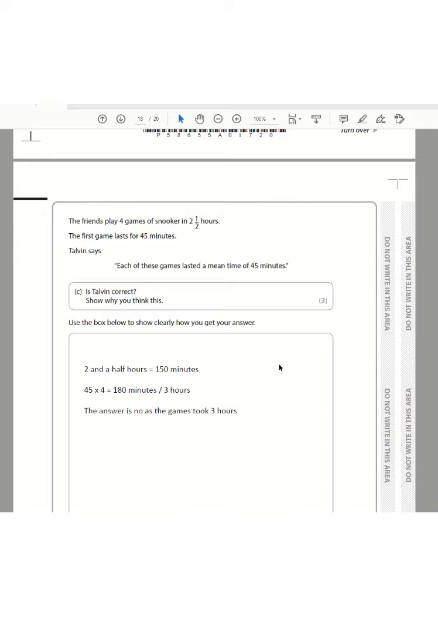Friends play snooker games in 2.5 hours. The first game starts 45 minutes. So essentially, your crux with this one is just your approach for answering it. Your method is put everything to minutes, okay? Because they're asking for minutes here. So then what you're looking at is 2.5 hours is 150 minutes. If the average game lasted 45 minutes, 45 times 4 is 180 minutes, which is 3 hours. So the answer is no, it took 3 hours, okay? So this guesstimate here is wrong, okay? Again, have a little read through, peace and quiet in your own time.